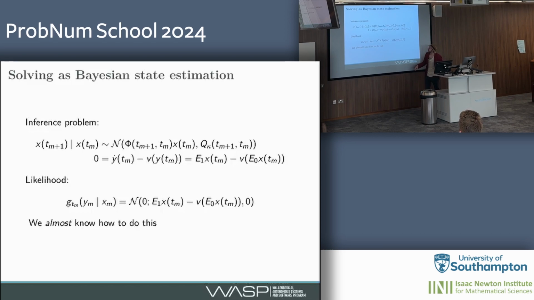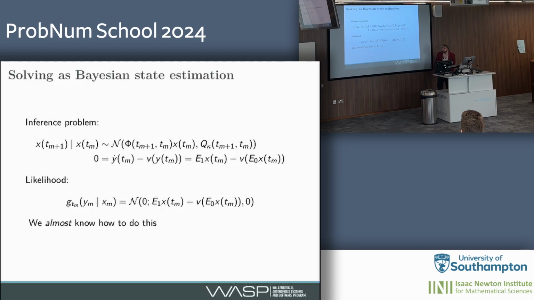But formally, we can think of this as a likelihood of G where we observe 0 according to this non-linear measurement model. So now this is not a linear Gaussian model. And we also have 0 variance. You can also think of this as a sort of Dirac likelihood. Now, we almost know how to do this.